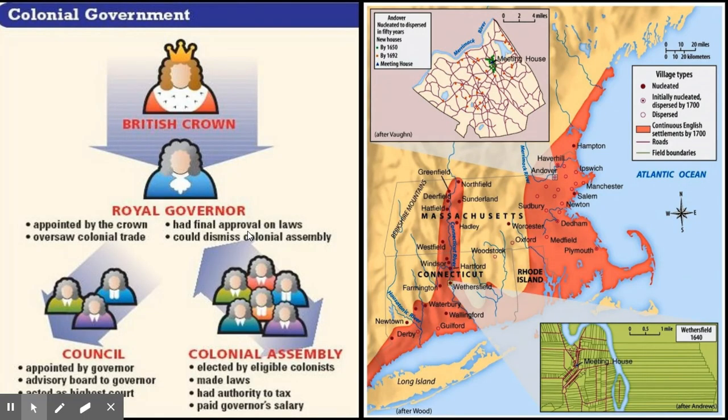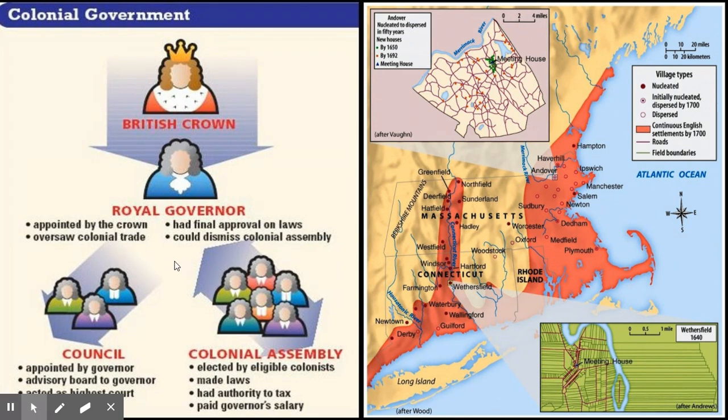So, the colonial governments. This is how it worked. You had the British Crown, King George. That's the head guy that's going to matter whenever we get to the Revolutionary times. Then you had the royal governor. A royal governor is somebody appointed by the king, by the British Crown, to rule in that area.